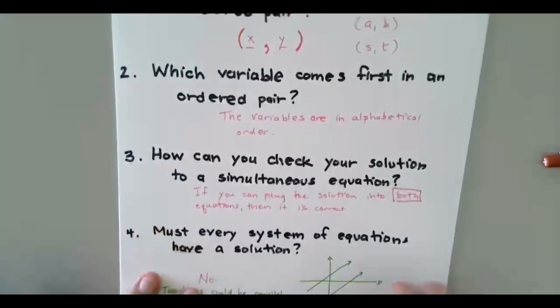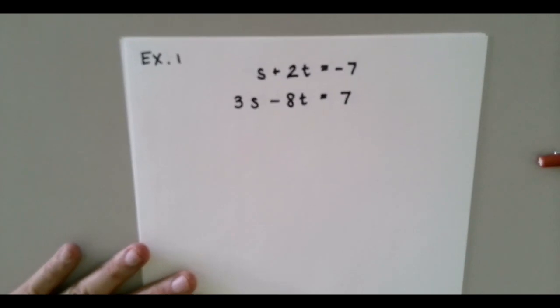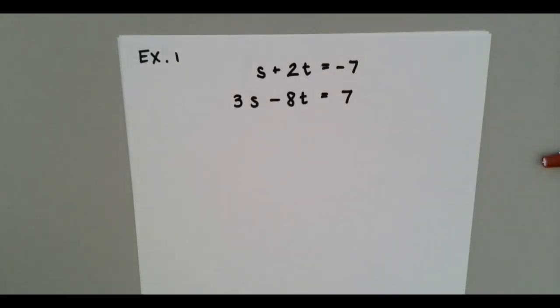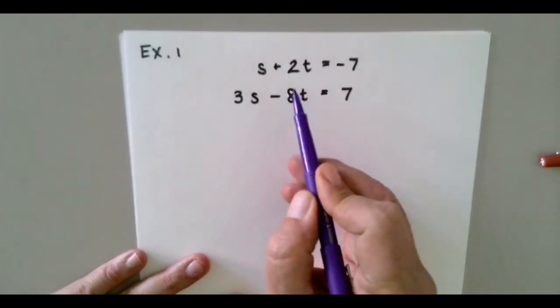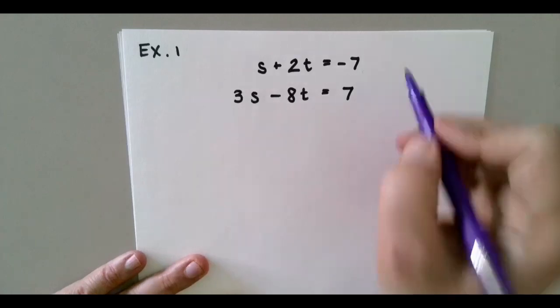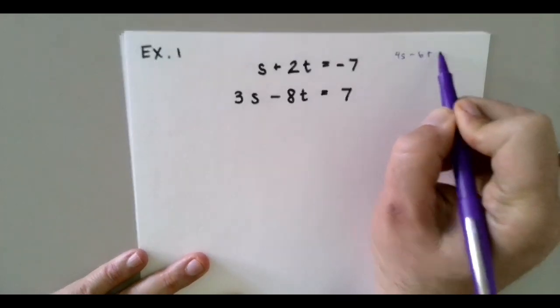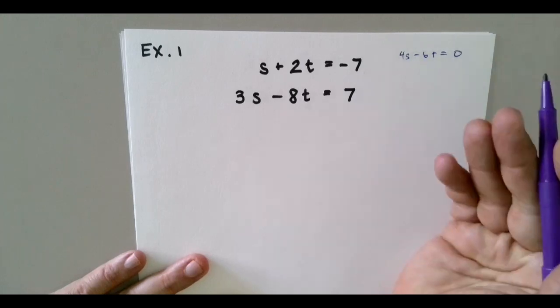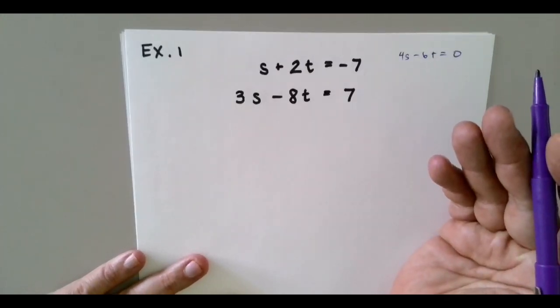All right, so that brings us to the actual homework tonight. So I'll show you what we're going to look at. Here's example 1. So it says s plus 2t is negative 7. 3s minus 8t is going to be equal to 7. So you look at this and you're like, how am I supposed to solve this? Right? So if I add them right now, and that's not the correct thing to do, I would get 4s minus 6t equals 0. Well, nothing gets eliminated. The whole purpose of the elimination method is to eliminate.